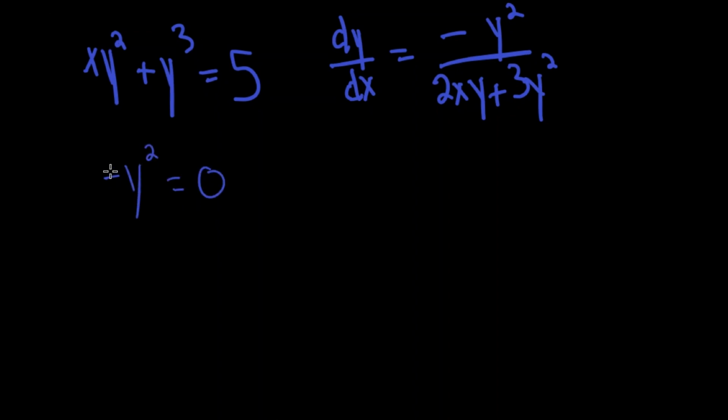So we can tell right away, let's say we multiply both sides by negative, we get y squared equals 0. Then we take the square root and we get y equals 0. So that gives us a relation that doesn't tell us everything.